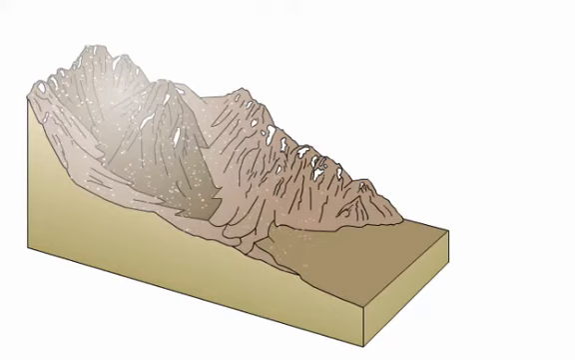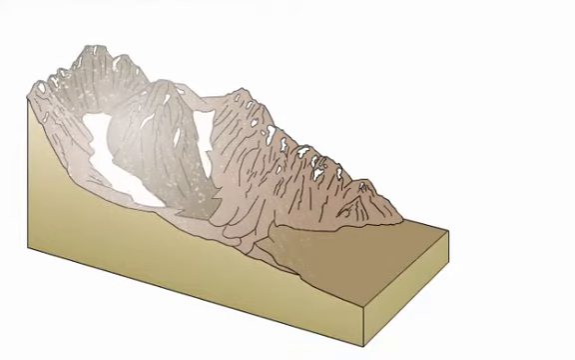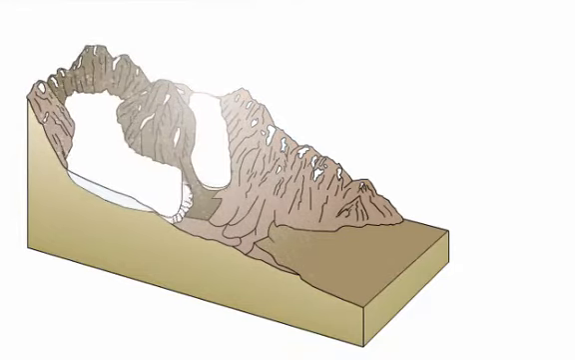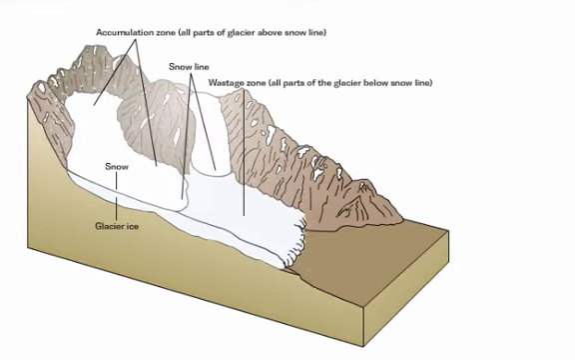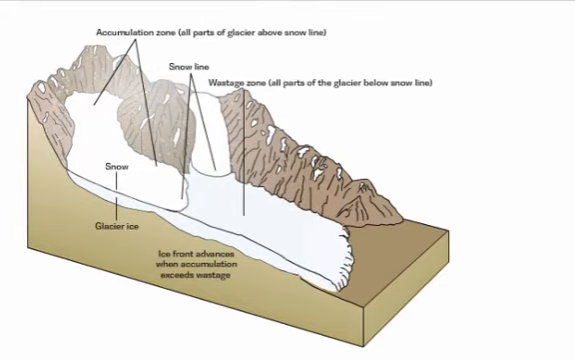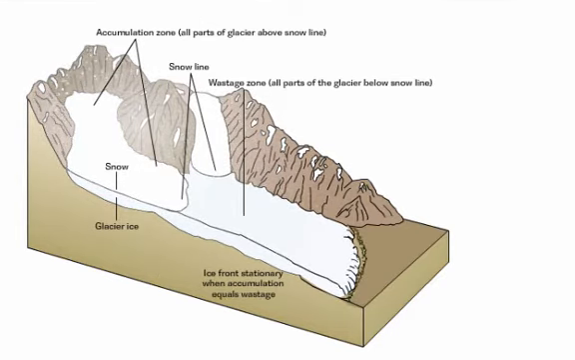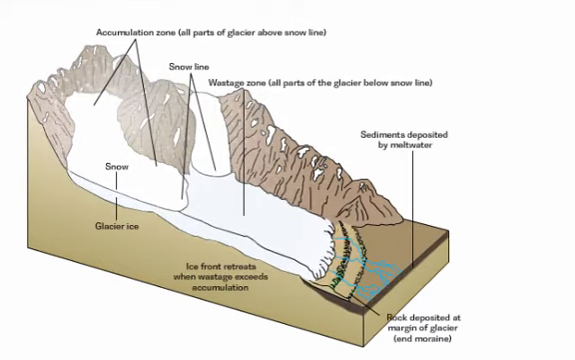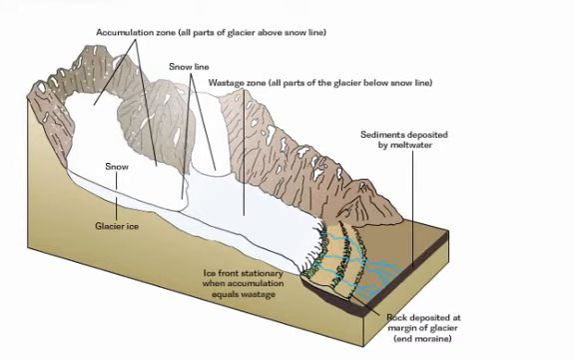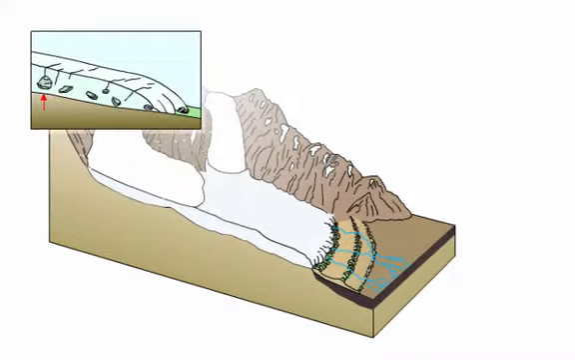This animation begins by showing a mountainous region receiving snowfall. Over a period of time, snow accumulates, compacts and crystallizes into ice. And once this ice begins to flow, it becomes a glacier. The higher parts of a glacier consist of an accumulation zone, and here the glacier receives the most snowfall. As a glacier moves down the valley, the ice is increasingly lost to melting. This part of the glacier is called the wastage zone. When accumulation exceeds wastage, the ice front advances, while when wastage exceeds accumulation, the ice front retreats.